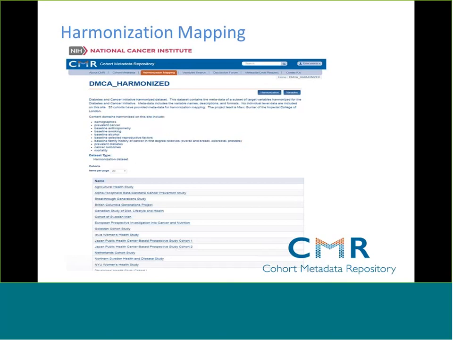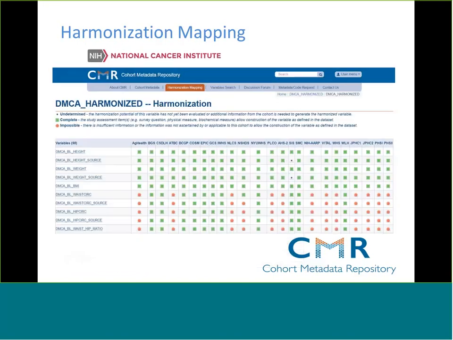Once you select the harmonized data set, you will see the description of the project, the content domains, and the listing of the cohorts included. You can either select the variable button to see a listing of the harmonized variables that were created, or you can select the harmonization button to see the grid summarizing how everything was harmonized. We're going to take a closer look first at the harmonization page.